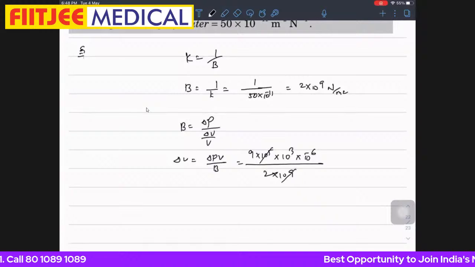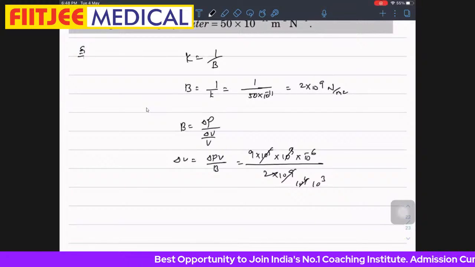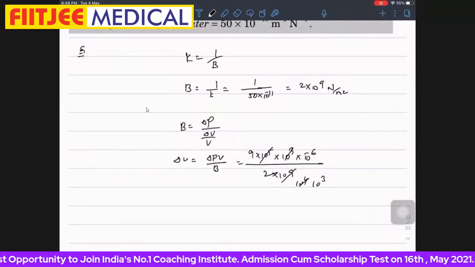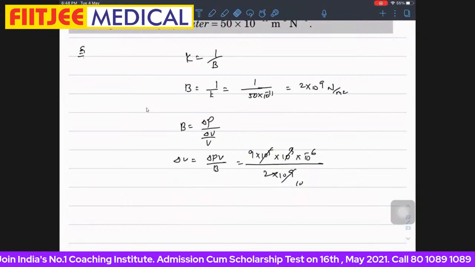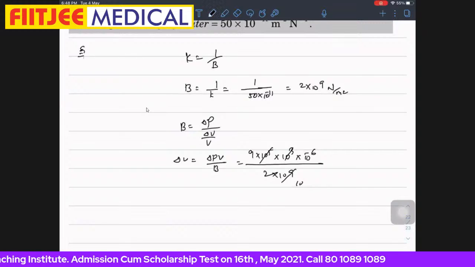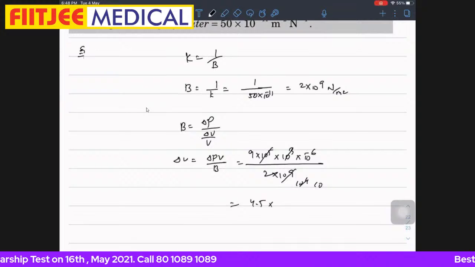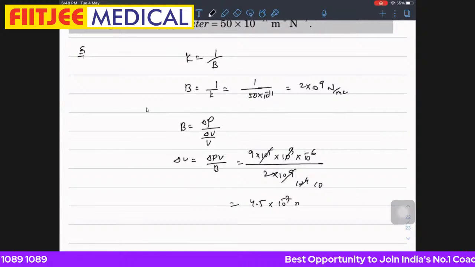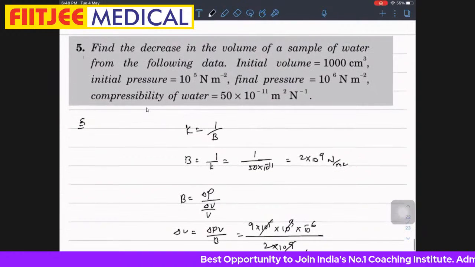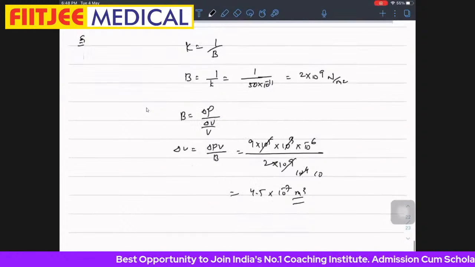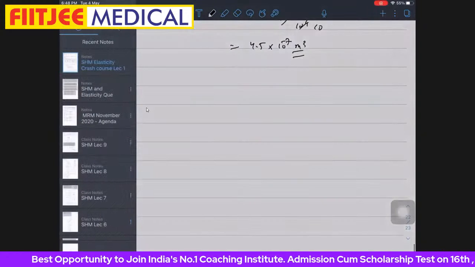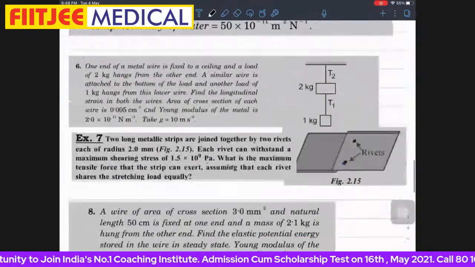So 5, 4. This is 10 to the power 3. So this will come to 4.5 into 10 to the power minus 7 meter cube. So this is the thing that we are supposed to do for problems related to this.